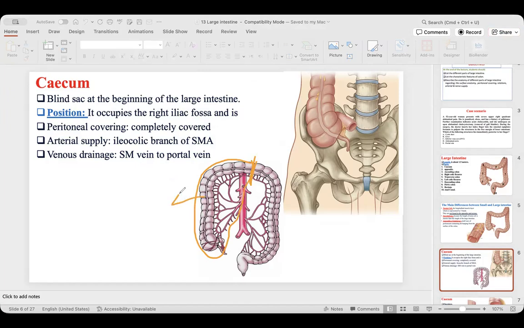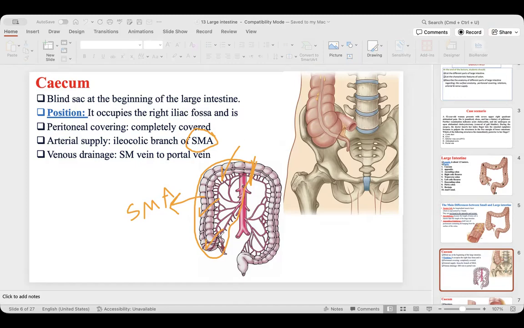What is the arterial supply of this part? SMA, superior mesenteric artery. What is the arterial supply of the cecum? SMA. Ascending colon? SMA. Right two-thirds of the transverse colon? SMA. So all these parts are supplied by the superior mesenteric artery.